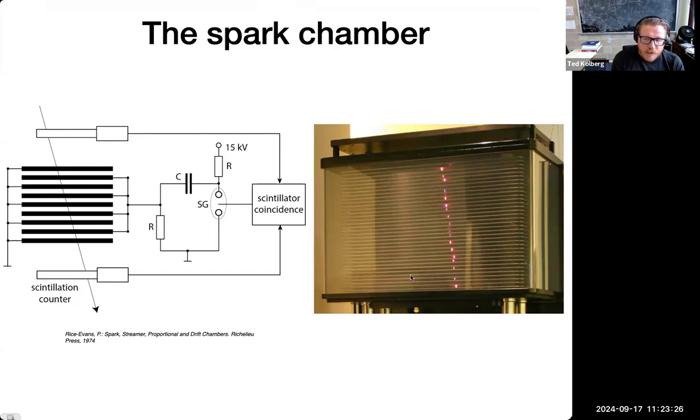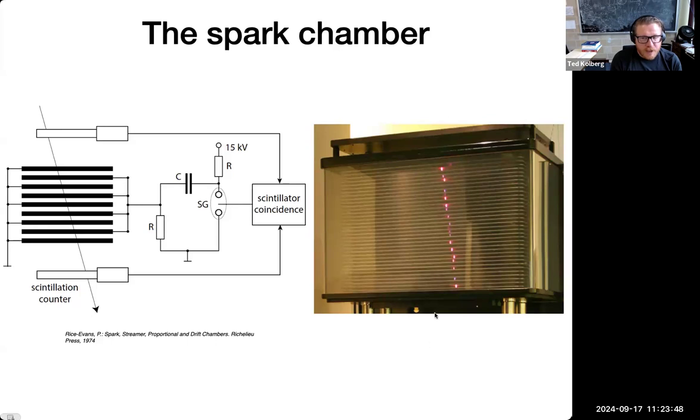By placing cameras around this thing that can be triggered by the same coincidence of the scintillators, you can photograph the arrangement of these sparks from multiple angles. And from those photographs, you can then reproduce the three-dimensional trajectory of the particle.